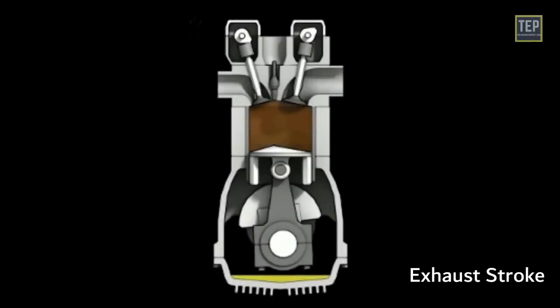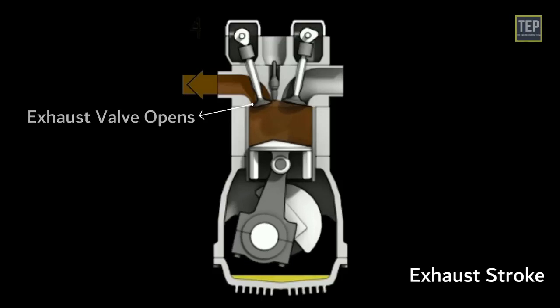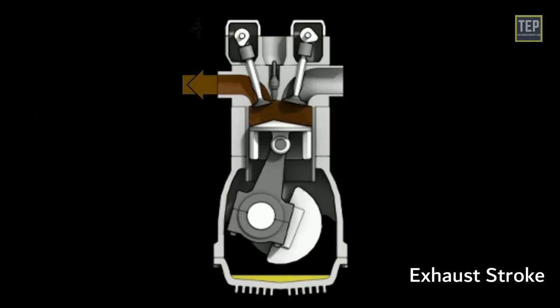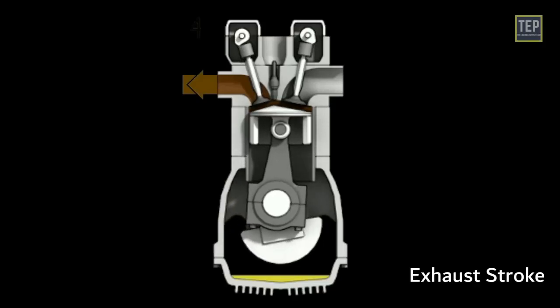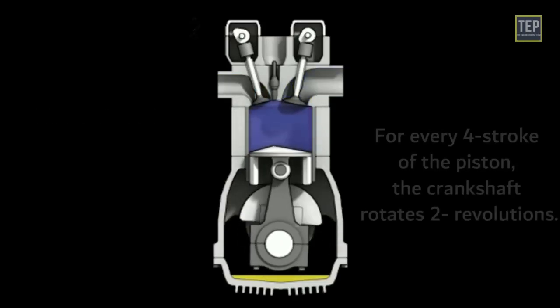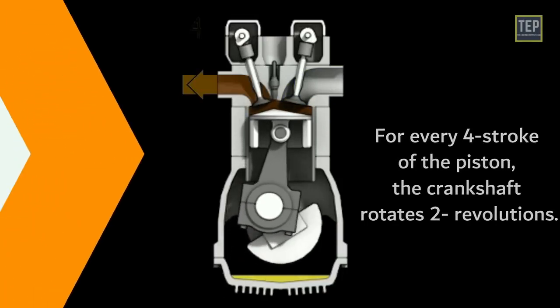Exhaust stroke. The piston reaches the bottom center at the end of the power stroke. The exhaust valve opens and the burnt gases escape at greater speed. The piston moves up from bottom center and pushes out the remaining burnt gases inside the cylinder. At the end of the exhaust stroke, the exhaust valve closes and the cycle is repeated. For every 4 strokes of the piston, the crankshaft rotates 2 revolutions.